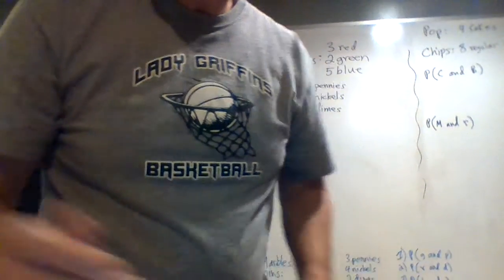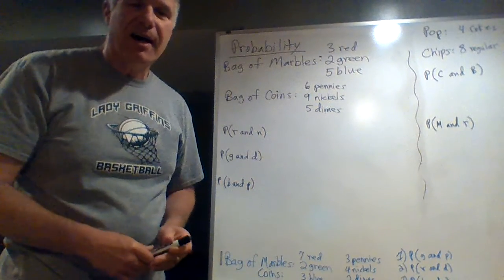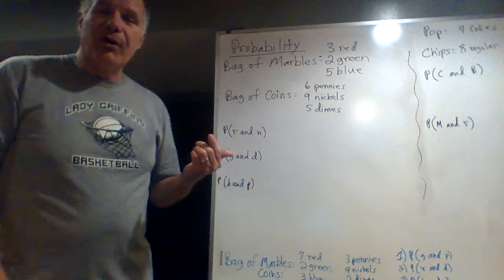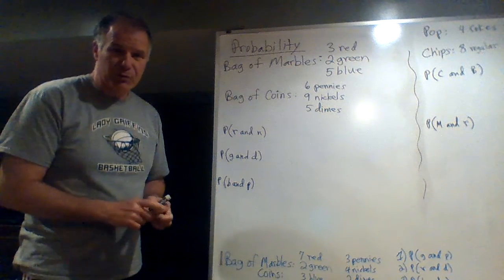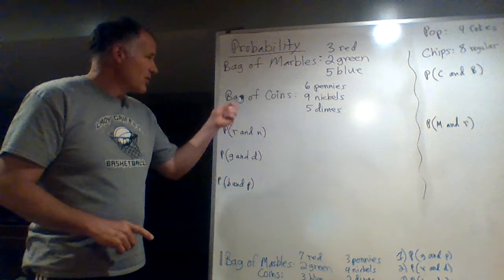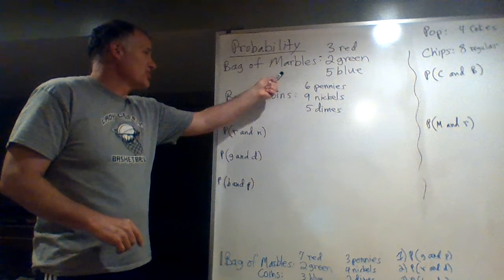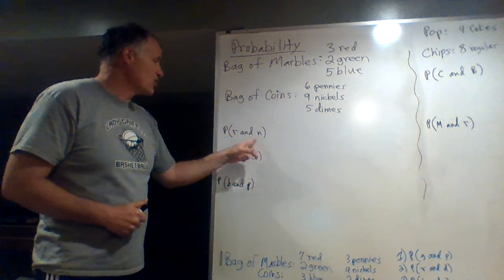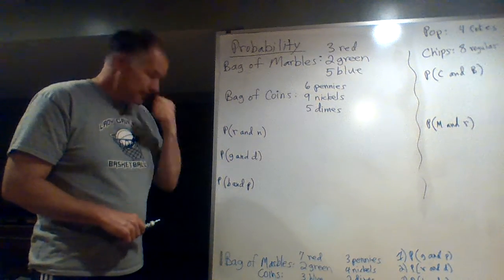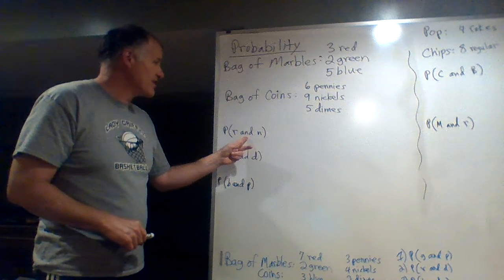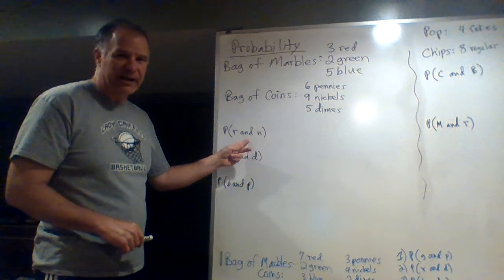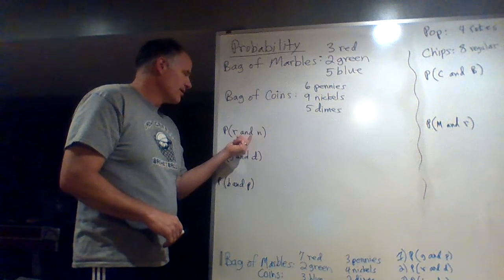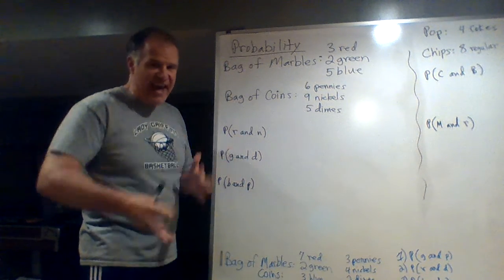Hey guys, we're going to move on to these compound probabilities, which means two things are happening. Now, there's two different types, and we'll start with the first one. Okay, so we have a bag of marbles and our bag of coins. We have both, and we're picking two things. Now, again, this word in between is the key. For this first video, it's going to be the word "and." So you want two things to happen.